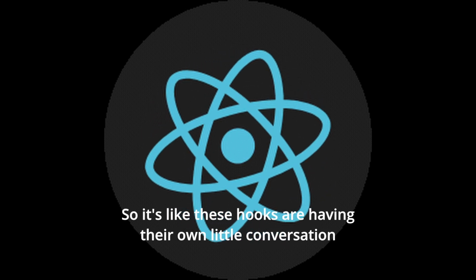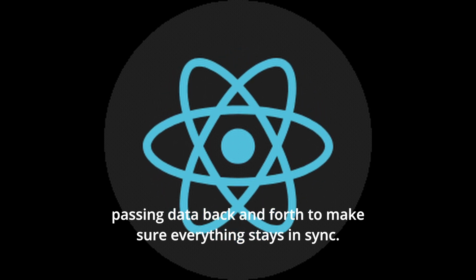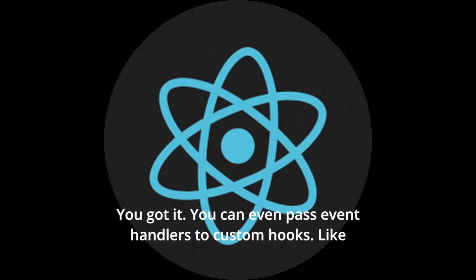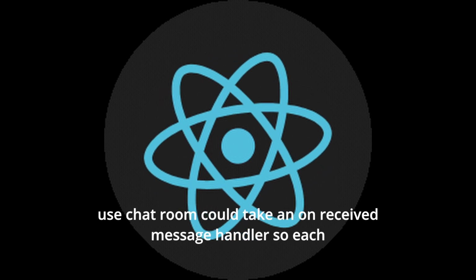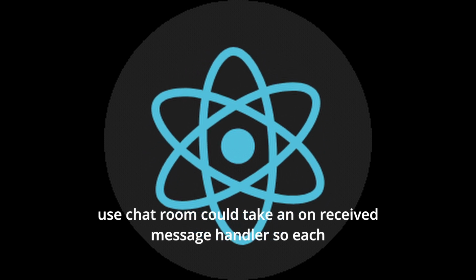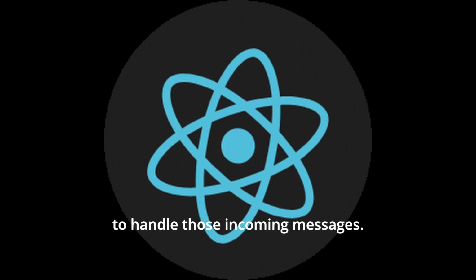So it's like these hooks are having their own little conversation, passing data back and forth to make sure everything stays in sync. You got it. You can even pass event handlers to custom hooks. Like useChatRoom could take an onReceiveMessage handler, so each component can define how it wants to handle those incoming messages.